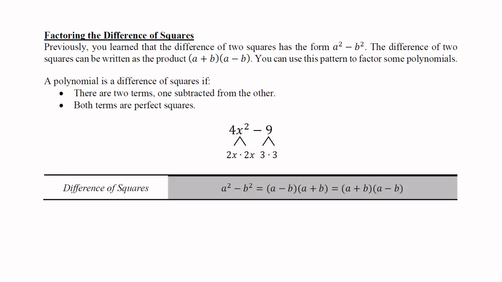So, difference of squares, when you have a squared minus b squared, it's going to be equal to a minus b times a plus b or a plus b times a minus b. Remember, multiplication doesn't matter which order you multiply in, you're going to get the same thing. So you can write it either way, starting with your plus and then doing your minus, or starting with your minus and doing your plus. So the factored form of what you see on the screen here would be 2x plus 3 times 2x minus 3.